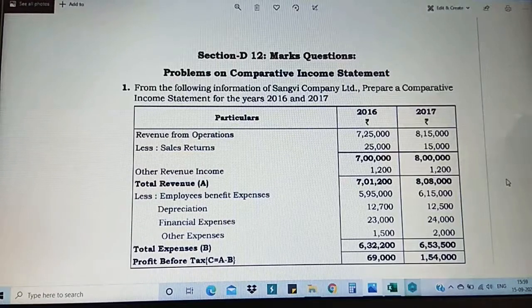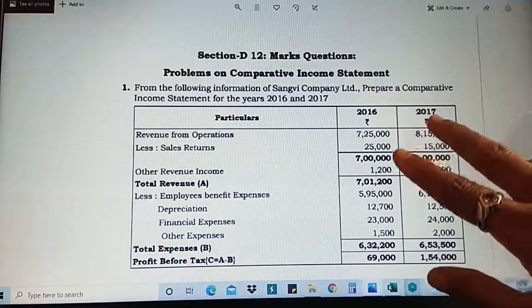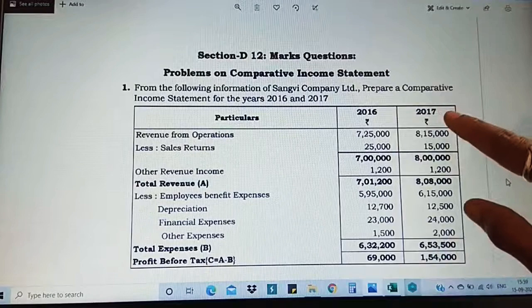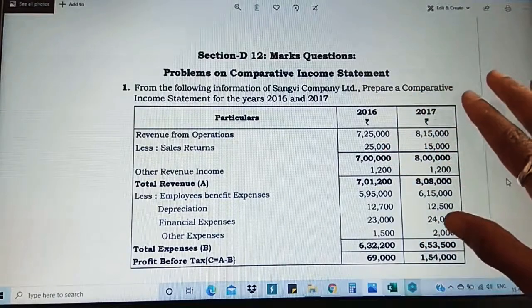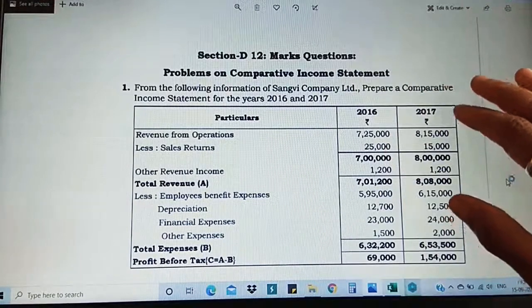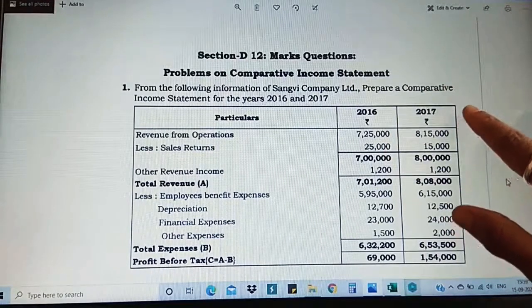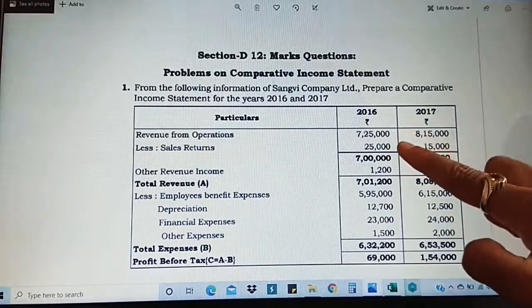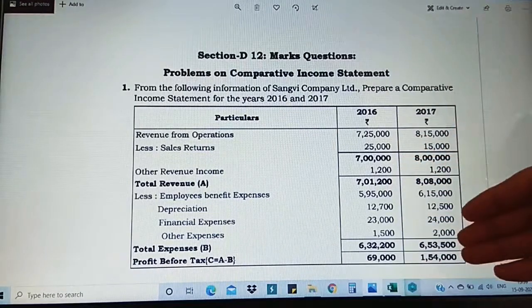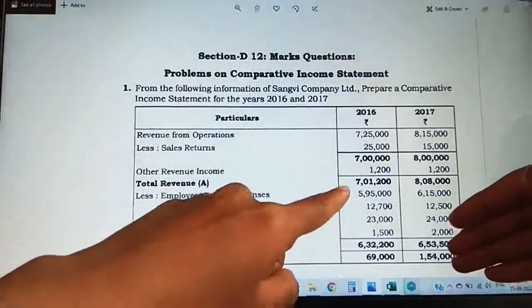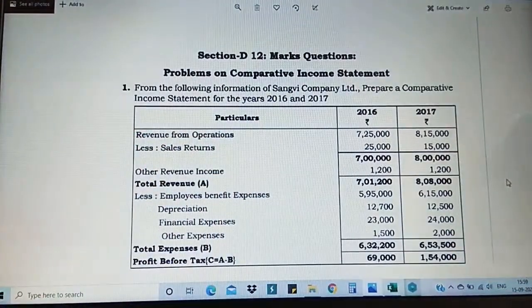Now just observe. Here they have given only 2 years, 2017 and 2016. Whenever you are observing this, you have to assume that 2017 is the present year and 2016 is the previous year. So you have to compare your present with the previous. Let us start doing it. I'll tell you people how to do it. It's very simple.